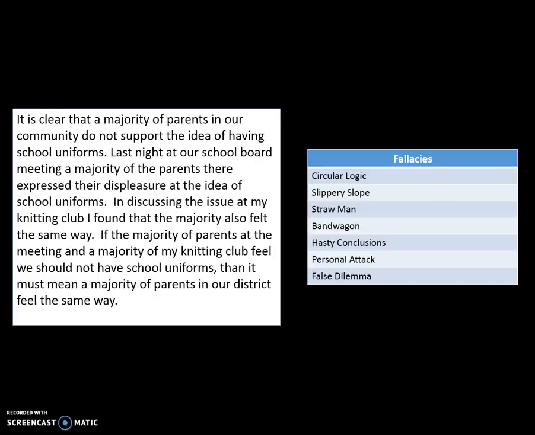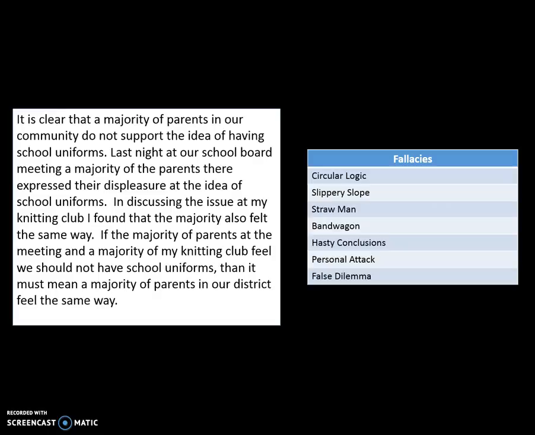This one to me may be the issue, a hasty conclusion. We don't know how many parents were at the meeting. We don't know how many parents are in the knitting club. So we don't really know if this conclusion is correct. So to me, it more than likely is a hasty conclusion. Personal attack? No, the author doesn't use a personal attack to the opposition in any part of the argument or the paragraph. And false dilemma, she's not really giving us 2 choices to choose from. So to me, the fallacy is a hasty conclusion.